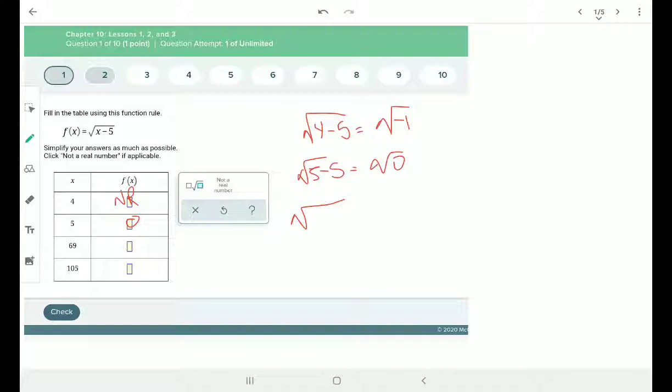Now, when I do the square root of 69 minus 5, I get the square root of 64, and the square root of 64 is 8. And then the last one is the square root of 105 minus 5, which is the square root of 100, which is 10, right? So that's the idea behind number 1.